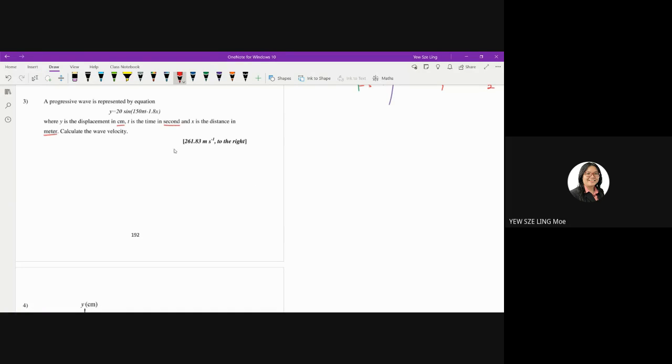So now you have 3 different quantities in this equation, so you have to be extra careful. A follows the unit of y. So calculate the wave velocity. Now you want to calculate wave velocity. Okay, you're looking at the wave as a whole.